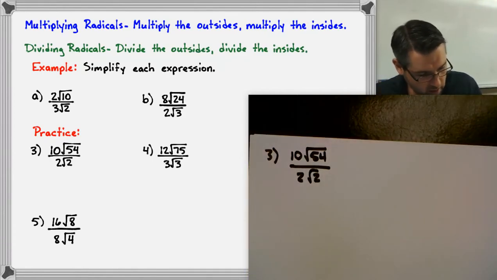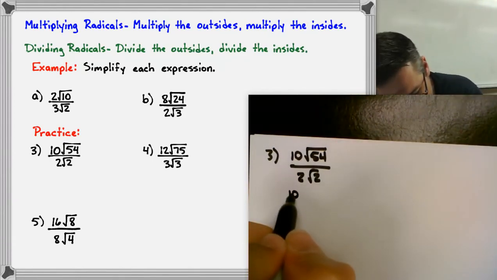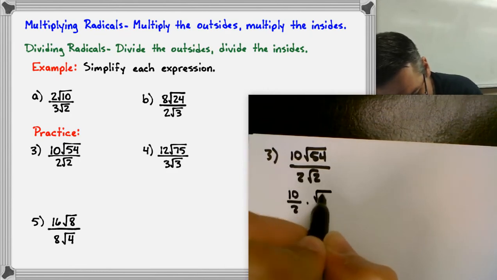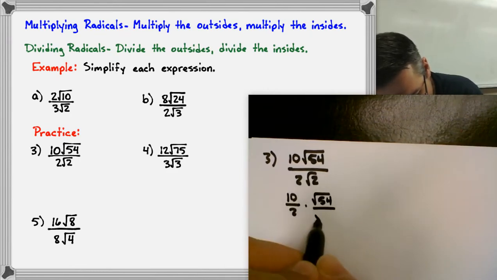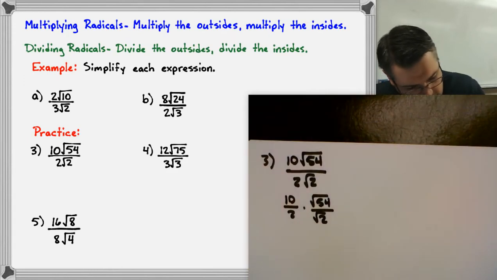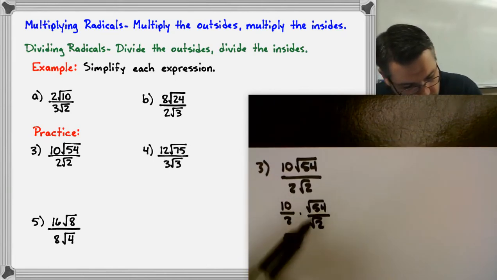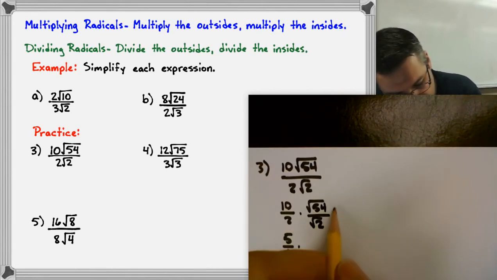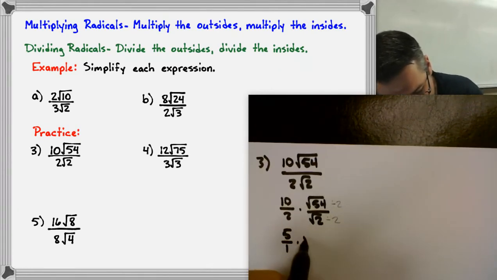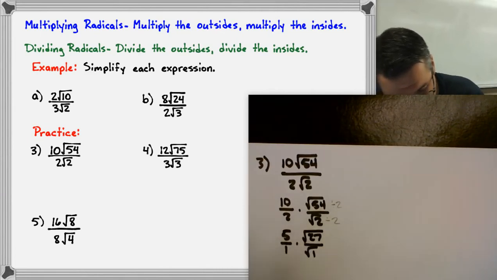Now, I'm going to separate this. So it says 10 over 2 times radical 54 over radical 2. The 10 and the 10 divided by 2 reduces to 5 over 1. And then the radical 54 and the radical 2, both of those are divisible by 2. So we end up with radical 27 over radical 1.